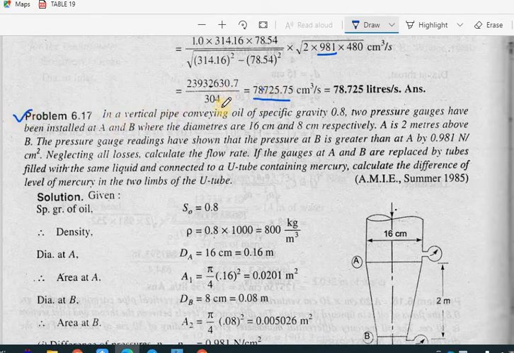In a vertical pipe conveying oil of specific gravity 0.8, two pressure gauges have been installed at A and B, where the diameters are 16 centimeter and 8 centimeter respectively. So a vertical pipe is conveying oil, which has a specific gravity of 0.8. It has been connected with two pressure gauges installed at station A and station B, where the diameter is 16 centimeter and 8 centimeter respectively. A is 2 meter above the B.